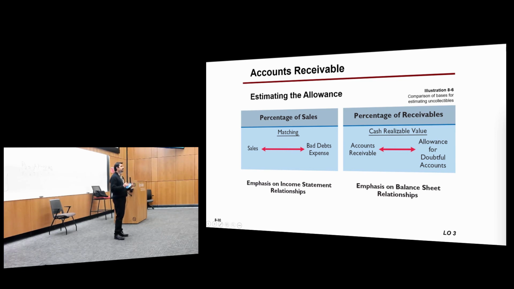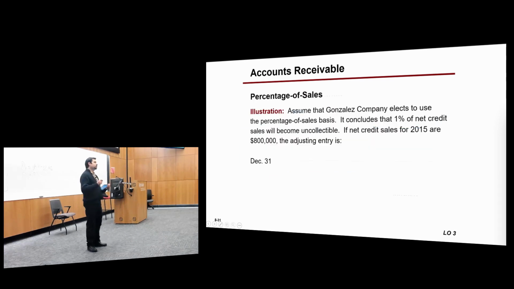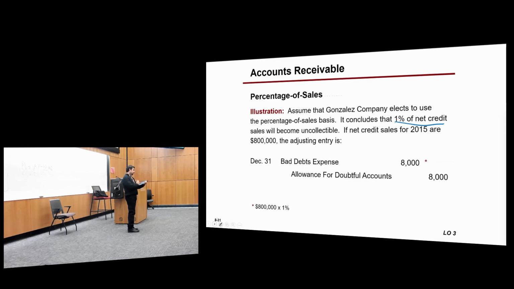For the percentage of sales, the important thing is you look at the sales. So in this example, assume that Gonzalez company elects to use the percentage of sales basis. It concludes that 1% of net credit sales will become uncollectible if net credit sales for 2015 are 800,000. What would be the adjusting entry in this case? The adjusting entry is always the same as far as the accounts are concerned. You debit bad debt expense, you credit allowance for doubtful accounts. The amount is the only thing that will change depending on which method you use. In this case it is 1% multiplied by 800,000.